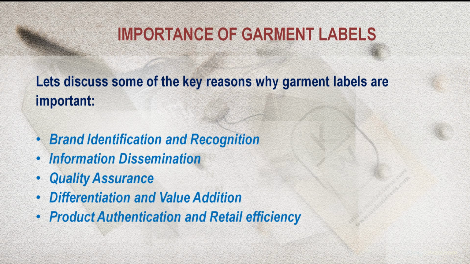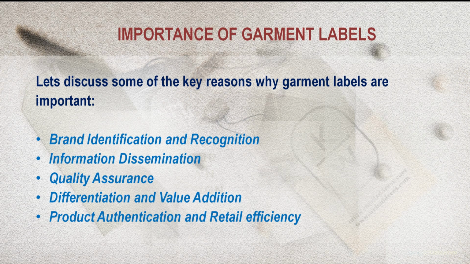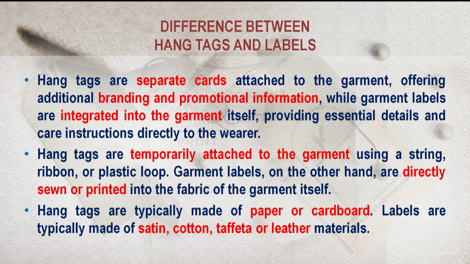Quality assurance: from the labels we can get assured that this is a good quality product. Differentiation and value addition: any value addition done on the product is mentioned on the label, like if any embroidery is done, or any embellishment is added, and that it should be handled carefully. Then product authentication and retail efficiency information is also mentioned in the labels. So these basic informations are given on the labels.